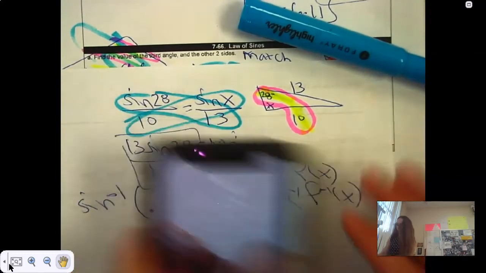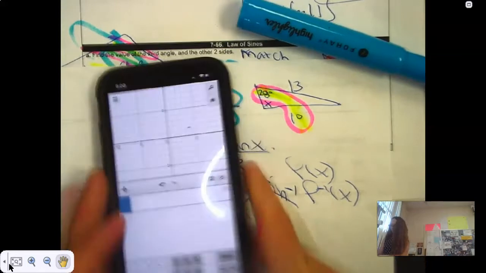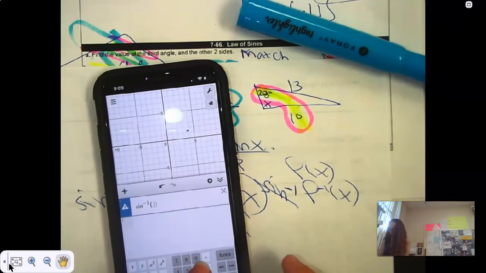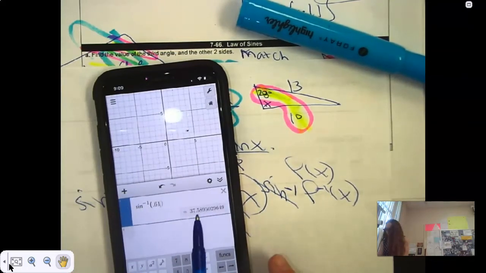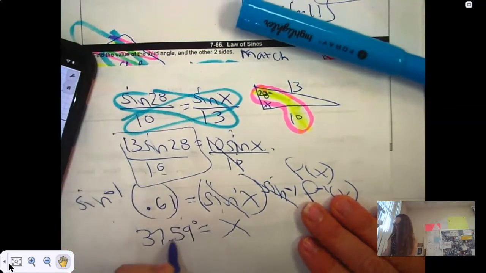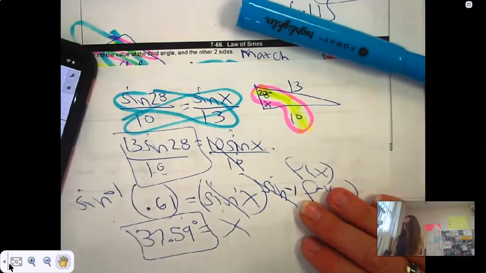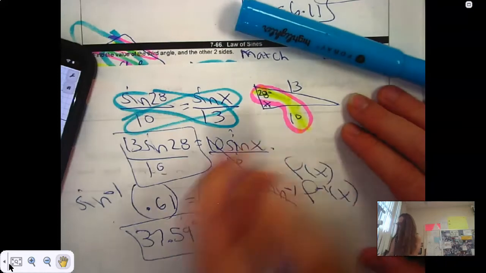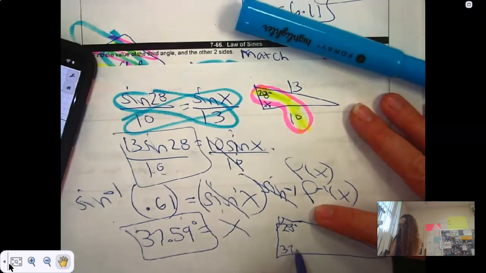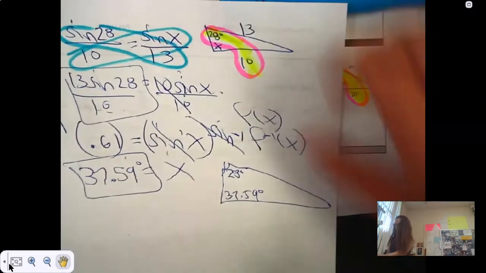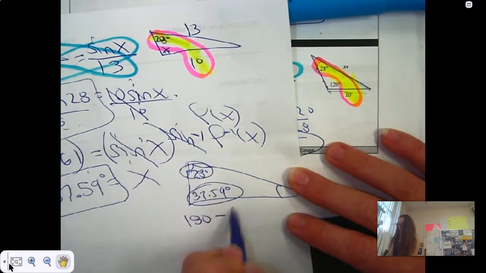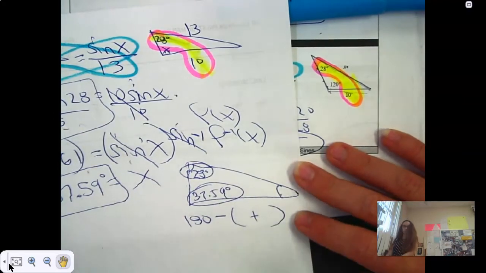And now I pick up my calculator, and I go function. See where it says inverse sine. Inverse sine of 0.61. And I get 37.59. So my degree is 37.59 degrees. Okay? So then if I was to redraw my triangle, and I know this is 28 degrees, and this is 37.59 degrees, could I find the measure of this angle? Yeah. I could go 180 minus that plus that, and I would get that angle.